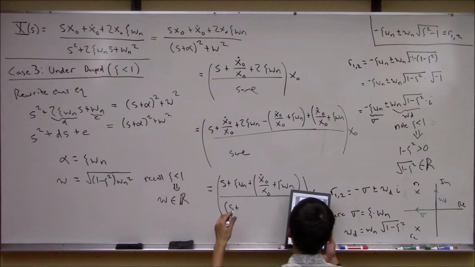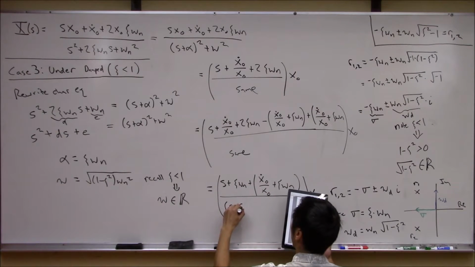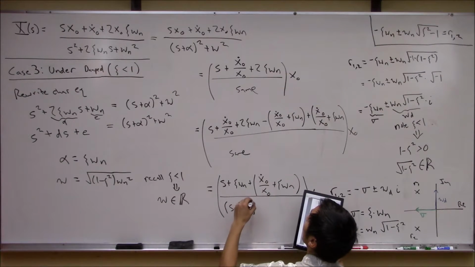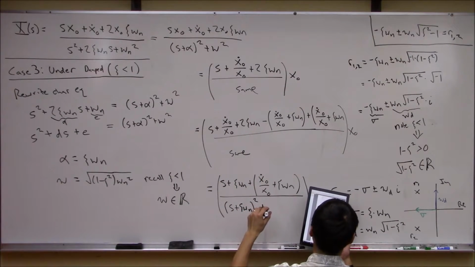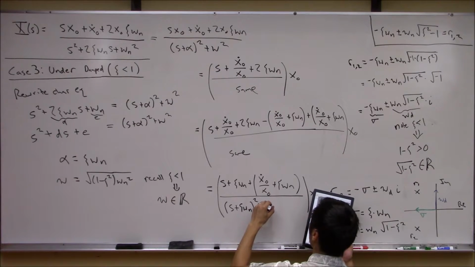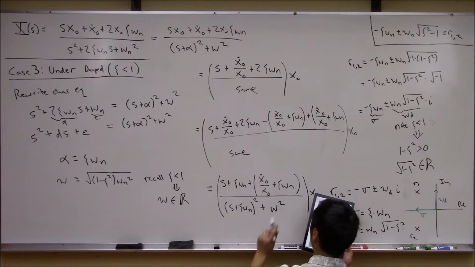Actually, we have alpha, right? Alpha was zeta omega n, so it's s plus zeta omega n squared plus, what was omega? Omega was that thingy over there, right? All over, well, I'll tell you what, let's leave this as omega squared, as in my notes, okay?